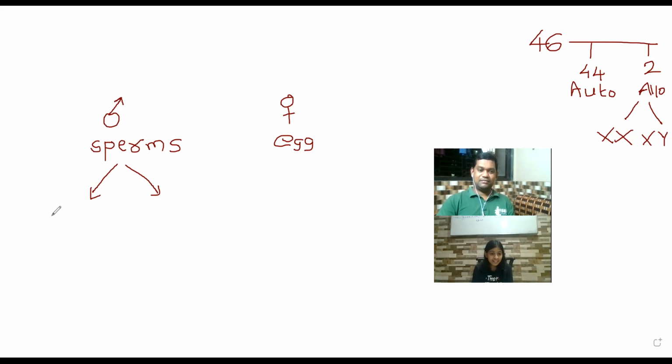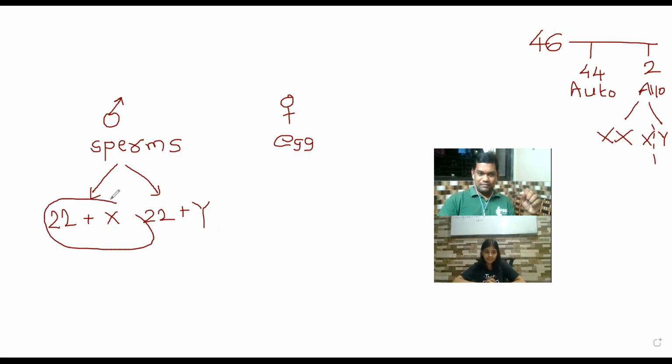The first type of sperms will have 22 plus X. The 44 becomes half, 22, and that 22 will be there in both types. That won't change. But the sex chromosomes, X and Y, will segregate: 50% will receive only X and the remaining 50% will receive only Y. So 50% of the sperms have only the X chromosome and 50% of the sperms have only the Y chromosome. That makes 23.